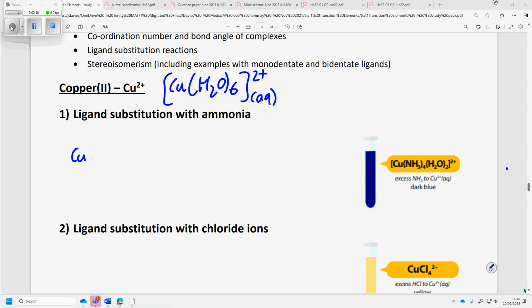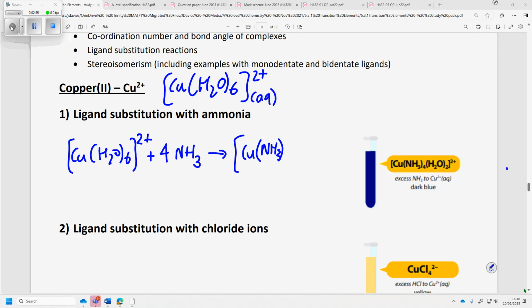So we're starting with our copper hexaaqua. We are adding ammonia, NH3, and we can see by looking at the diagram on the right hand side, we form the dark blue solution of the copper ammonia complex. What happens is 4 water molecules that surround the copper are replaced with 4 ammonia molecules. So 4 ammonias, there's still 2 waters left over.